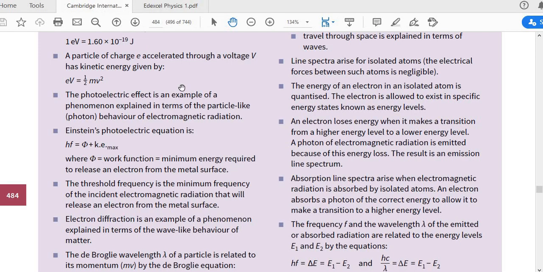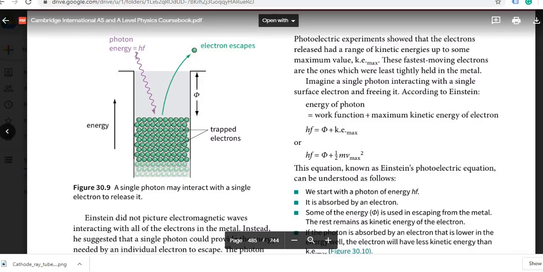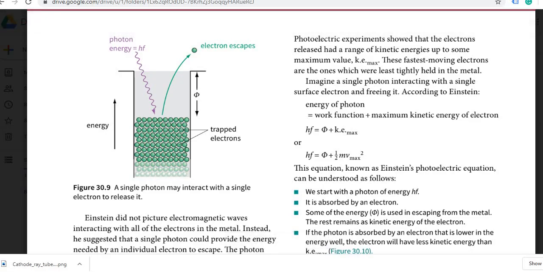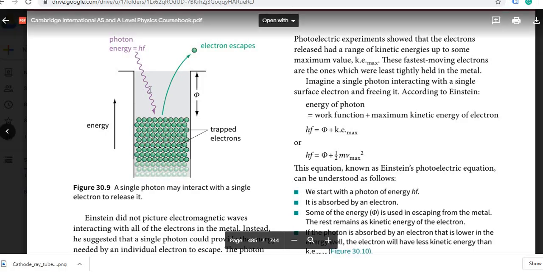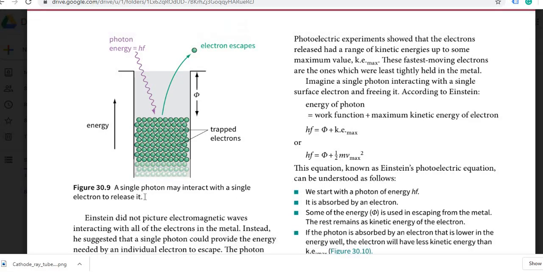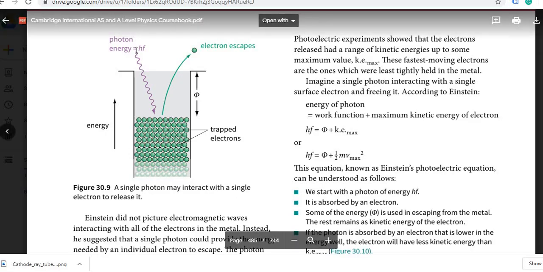Let's have a look at this diagram. You can understand it better then. Let's say there is a photon coming like this. The energy of that photon is hf. Now this is a metal. This is the surface of the metal, and there are electrons here inside the metal. What happens is, there is a certain amount of energy that is required for the electron to be removed from this metal surface. A single photon may interact with a single electron to release it. So what happens? One photon removes one electron. You can see it here in the diagram.